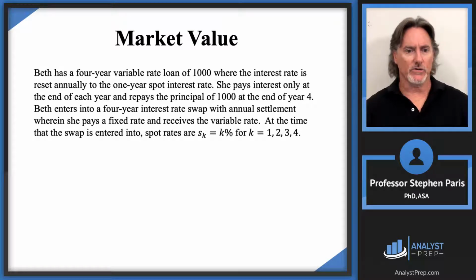Beth enters into a 4-year interest rate swap with annual settlement, wherein she pays a fixed interest rate and receives the variable rate. At the time the swap is entered into, the swap spot rates are: 1-year spot rate is 1%, 2-year spot rate is 2%, and so forth.